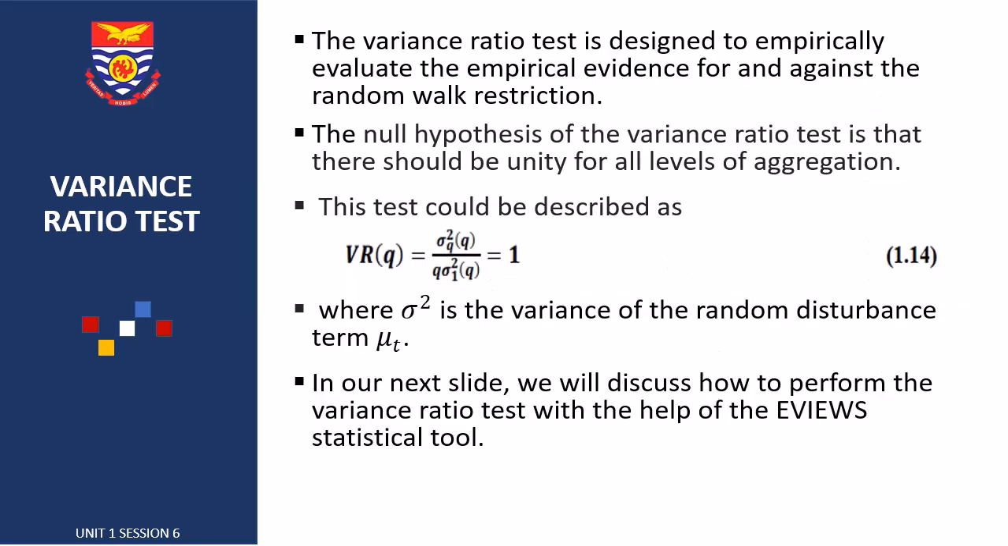The variance ratio test is designed to empirically test the evidence for or against the random walk restriction. The null hypothesis of the variance ratio test is that the ratio should be unity for all levels of aggregation, and this can be tested using the eViews statistical application, which we are going to do in our next session. Equation 1.14 has to do with the process that the variance ratio analysis has to go through before we come out with the final result.